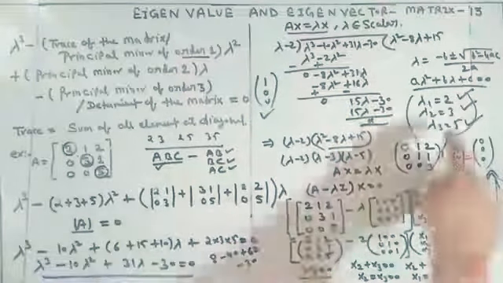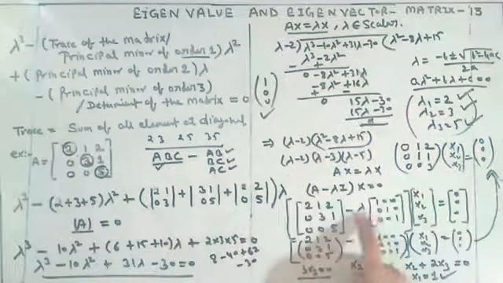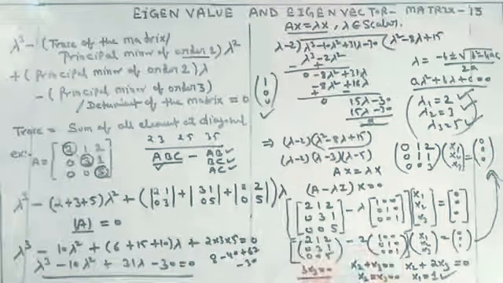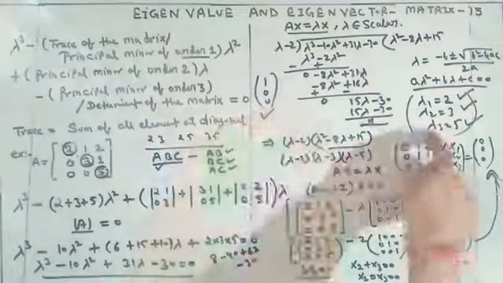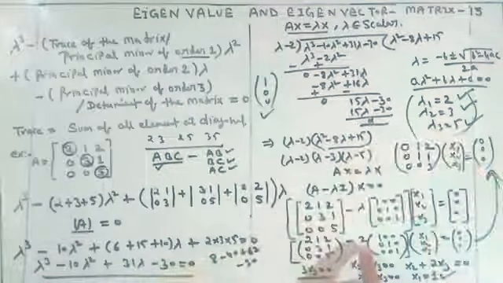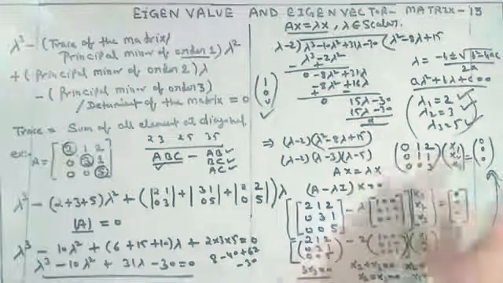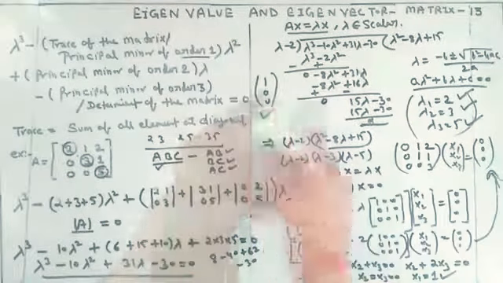Similarly, now you will put 3 here, 3 here, 3 here, 3 here. After that you will get one solution, the eigenvector corresponding to this. Similarly, lambda 3 is equal to 5. You will put 5 here, and then you will get the third eigenvector.